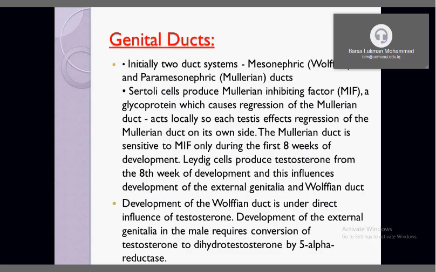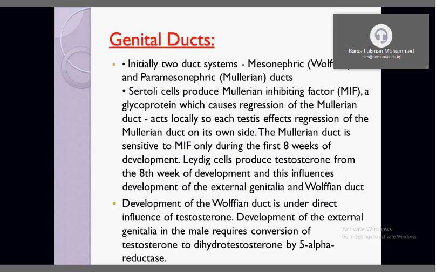If testosterone is produced by the Leydig cell of the developing gonad, which should be the case if it is a testis that develops normally and has a normal Leydig cell, this can influence the differentiation of the Wolffian duct into the male internal system represented by the tubule and the vas deferens.